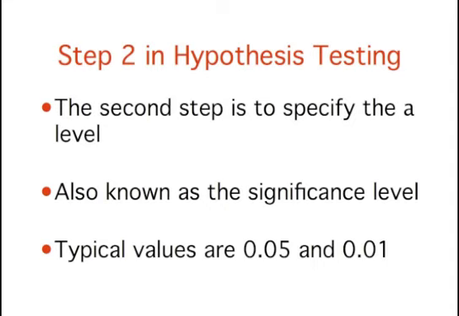The second step is to specify the alpha level, which is also known as the significance level. Typical values are 0.05 and 0.01.